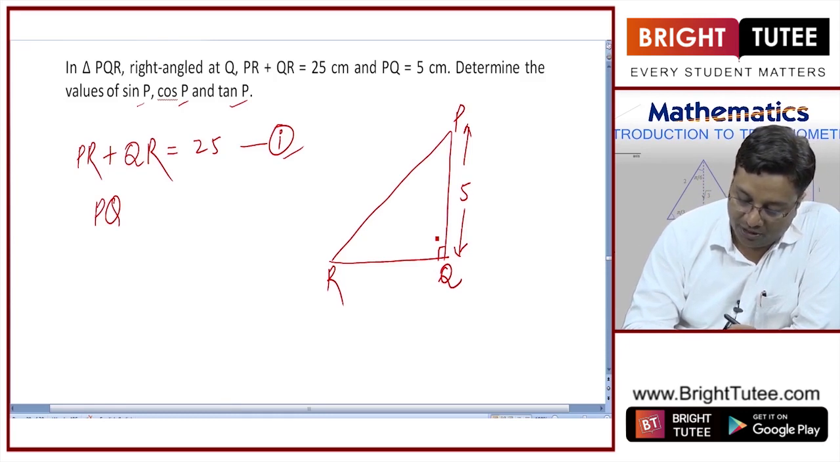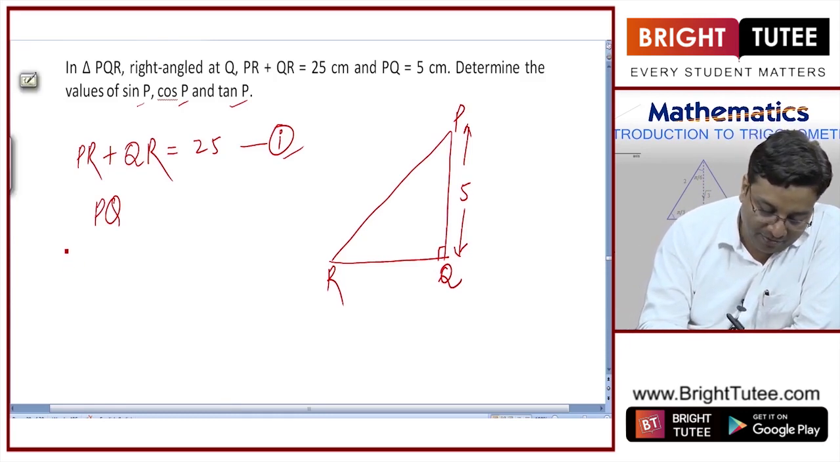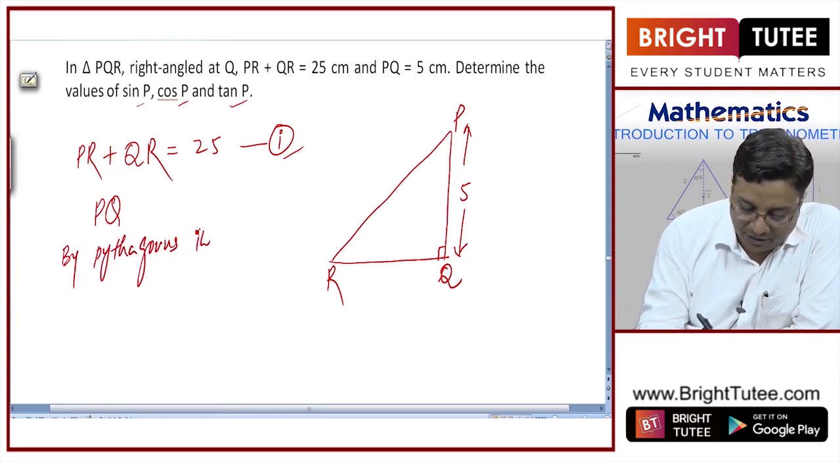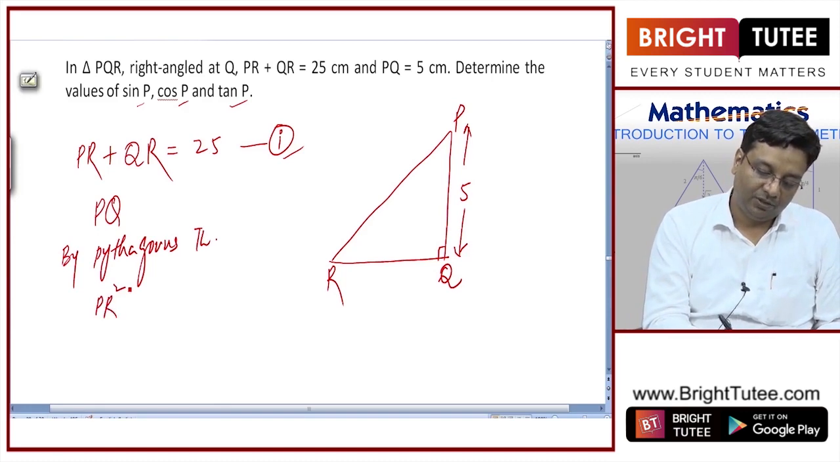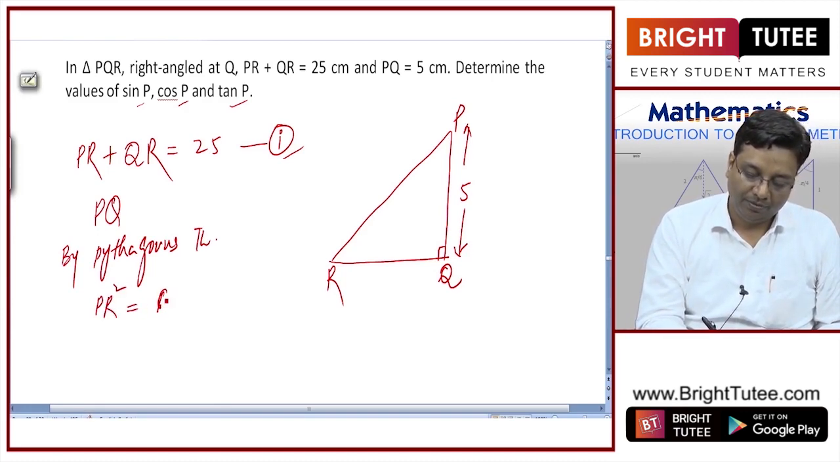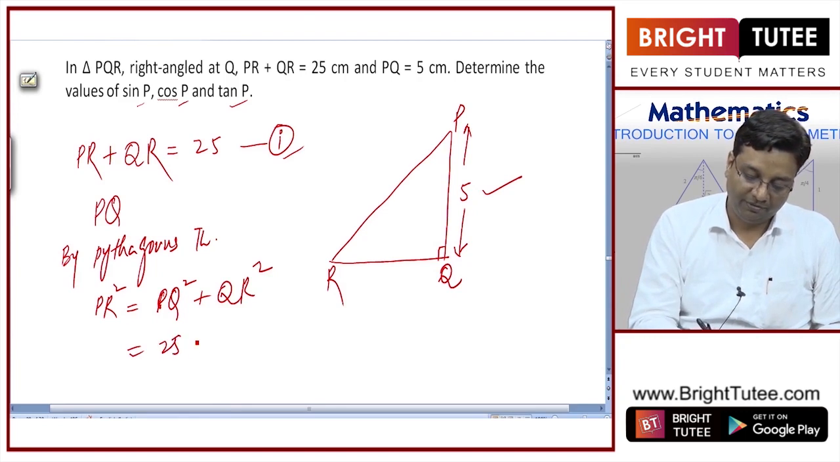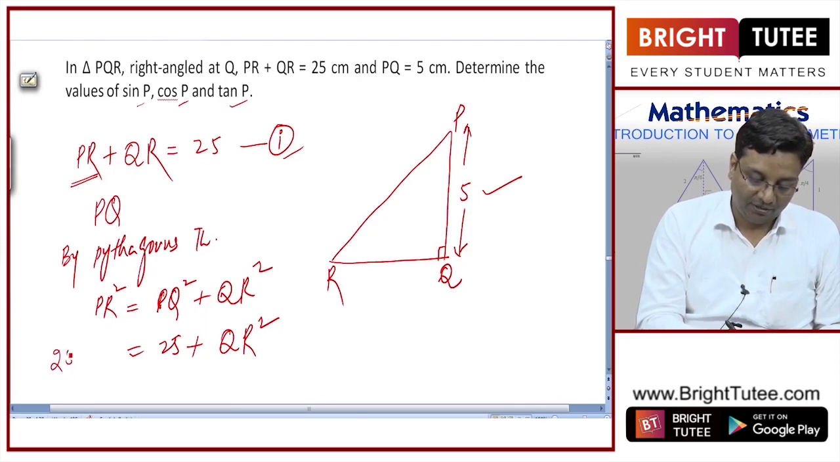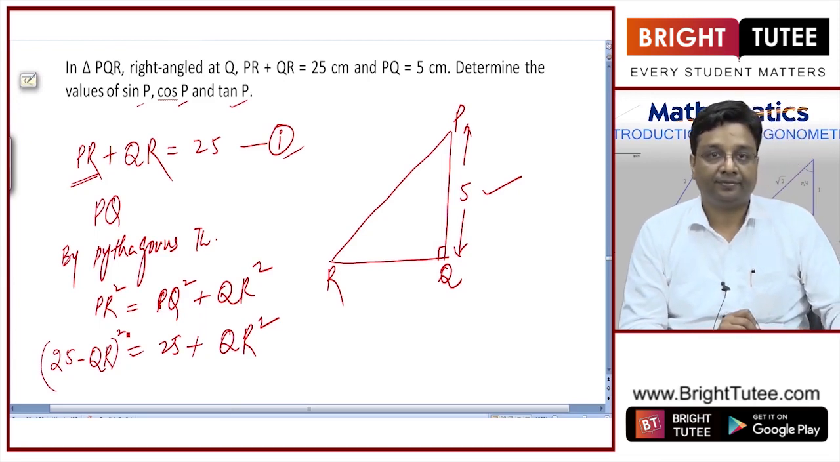And what I can do is make a second equation by applying Pythagoras theorem. By Pythagoras theorem, I can say PR square is equal to PQ square plus QR square. PQ square we already know, 5 square is 25, plus QR square. And from here, what is PR? PR is 25 minus QR. So I can write it as 25 minus QR whole squared.